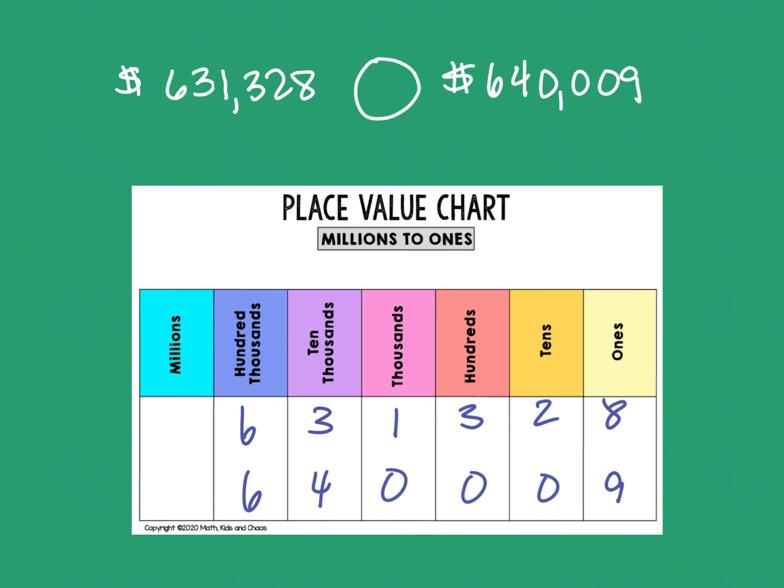The 100,000s place is equivalent. They're both a 6. 600,000 for this one, 600,000 for this one. The 10,000 place isn't. This has 30,000 and this has 40,000. Well, that's bigger. Doesn't matter what happens after that. 10,000 is more than any of those. So this is going to be the larger number. Alligators eat larger numbers, and so there you go. That is the larger number.